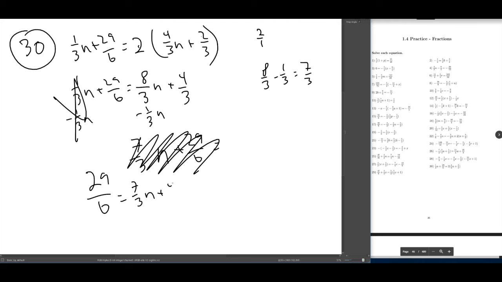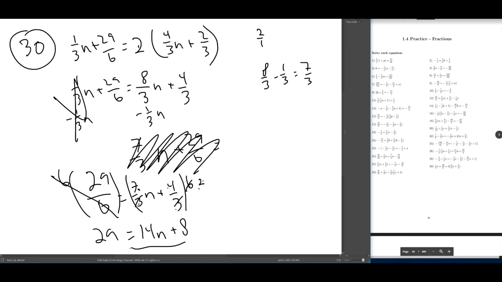Now, I have a 6 and a 3. If I multiply both sides by 6, I'll get rid of those fractions. So, boom, I'm left here with 29 equals, and 6 divided by 3 is 2, the same thing for both, so we're going to multiply everything by 2. 2 times 7 times n equals 14n. 2 times 4 equals 8. If I drag this 8 over to the other side by subtracting 8, I'm left with 14n equals 29 minus 8, which equals 21. Divide both sides by 14. n equals 21 over 14. If I divide the top and the bottom by 7, I get n equals 3 over 2.